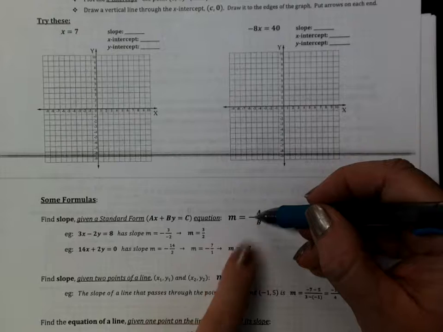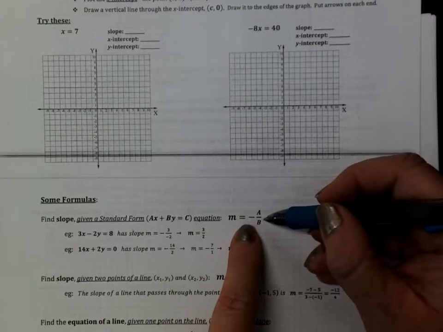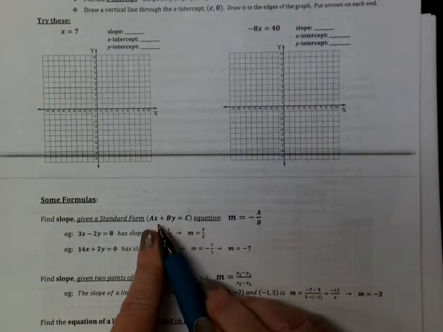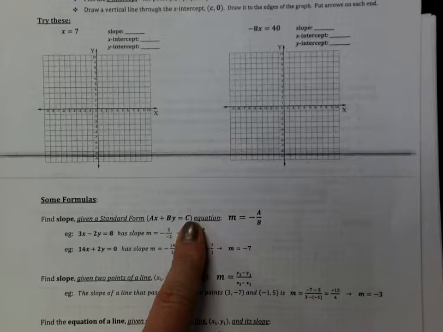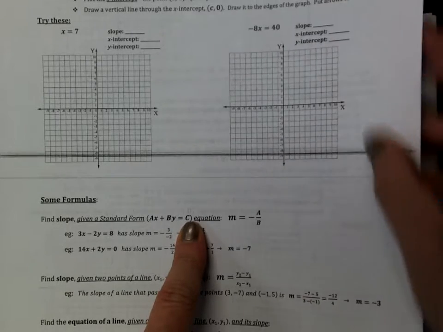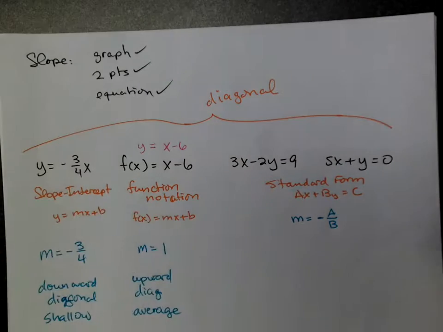You don't flip the sign when you're doing slope-intercept form. You only flip the sign for standard form, because if you were solving for y, you'd be moving that Ax over to the other side, which flips its sign. So if you've got a standard form equation, just put your A over your B and flip the sign.